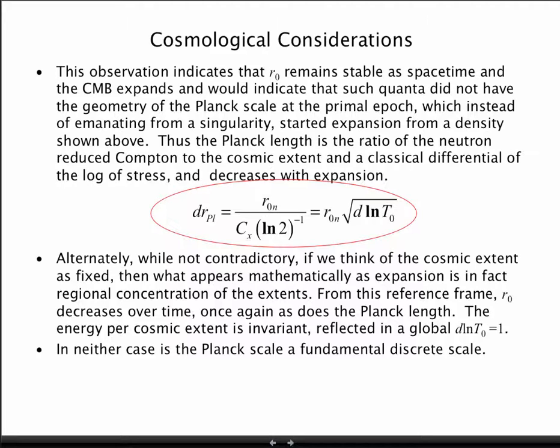Alternately, while not contradictory, if we think of the cosmic extent as fixed, then what appears mathematically as expansion is in fact regional concentration of the extents. From this reference frame, R decreases over time, once again as does the Planck length. The energy per cosmic extent is invariant, reflected in a global differential, the natural log of the stress of 1. In neither case is the Planck scale a fundamental discrete scale.